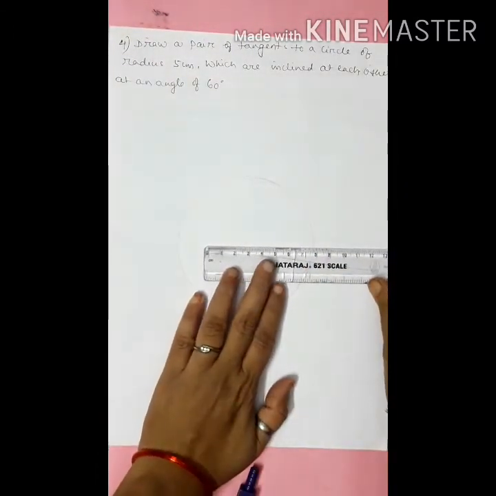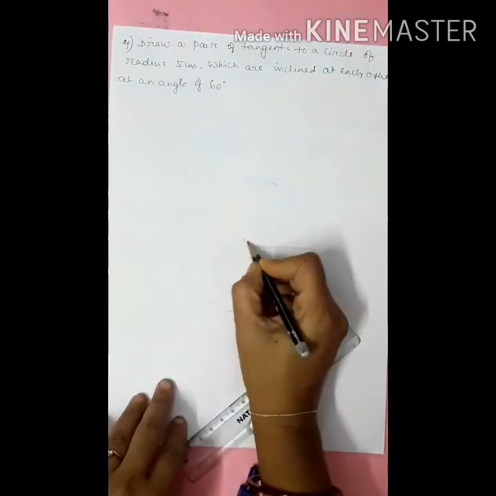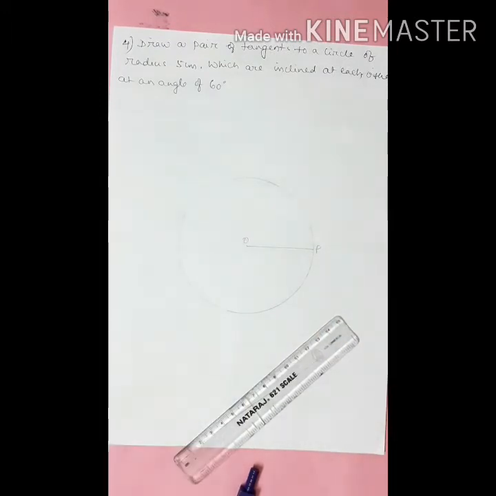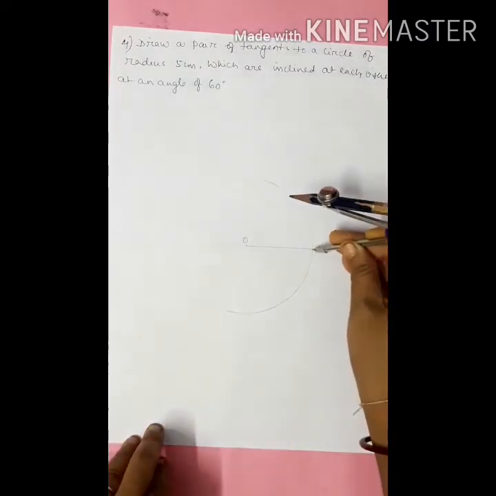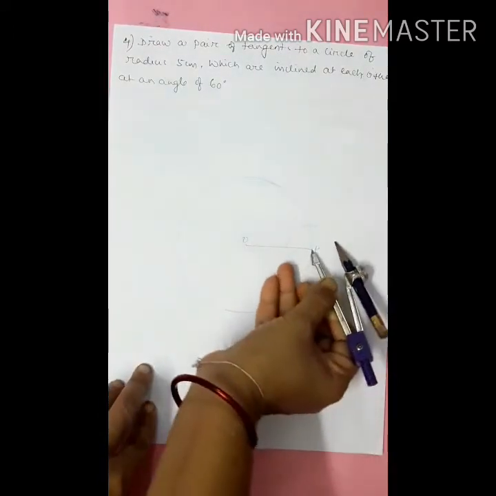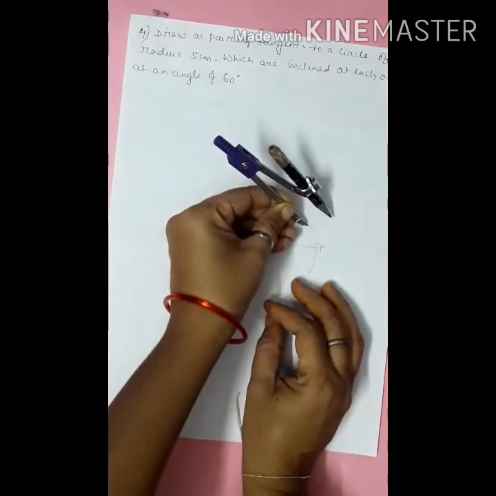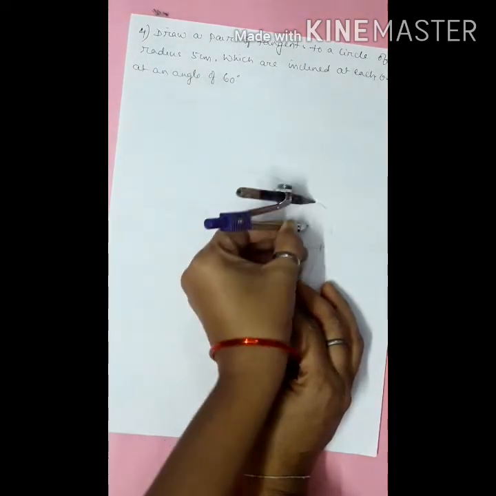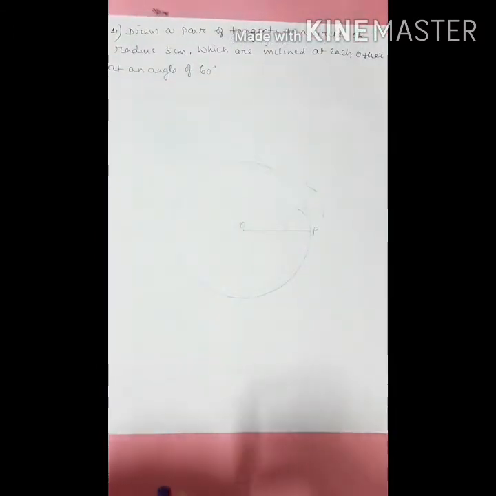So now join this point. This is the center. Now join this point. This is O and P. So now at P it is the 90 degree. Construct the 90 degree over here. Take any radius and make it a semicircle. And from this tangent to the circle, take the same radius. All of you know how to construct a 90 degree.